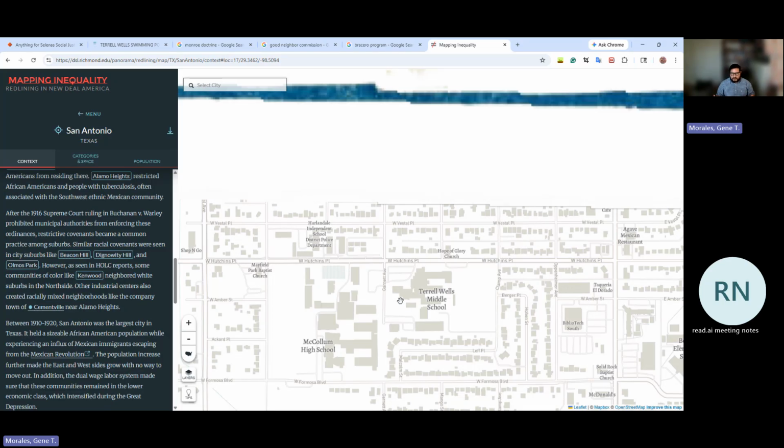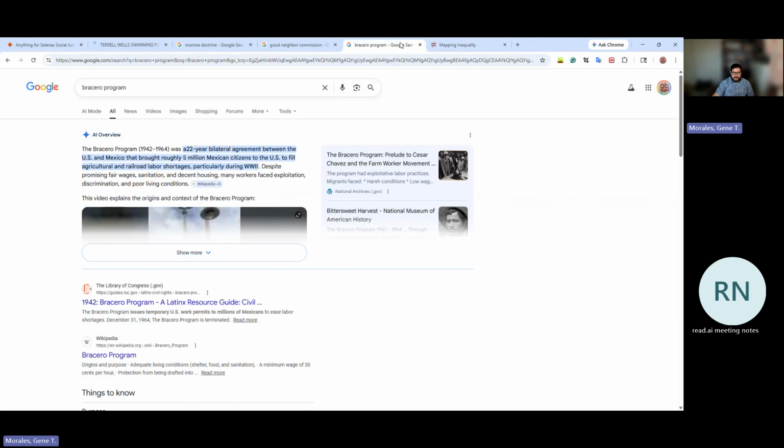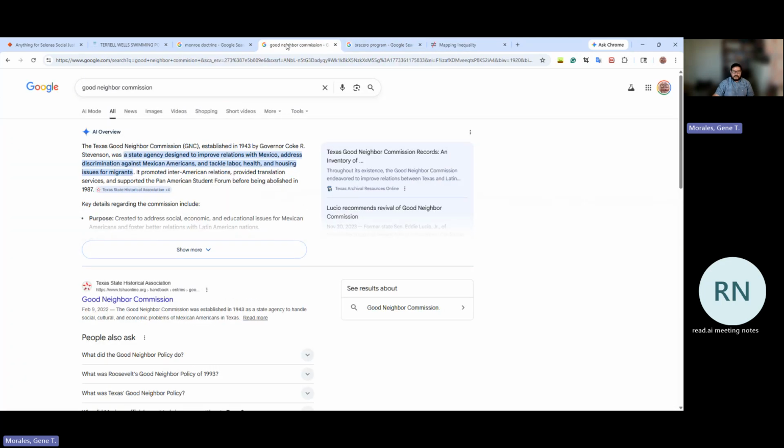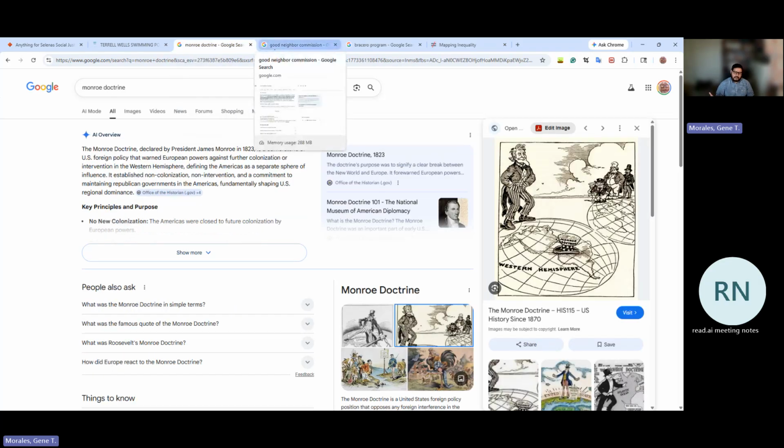And what we start really seeing with this is that over time, these things start adding up. Segregation in San Antonio, the Bracero program's coming up, the Good Neighbor Commission's coming about. These go back to the United States and its stance on Latin America. We already know that the United States invaded Mexico in the 1840s, leading to the U.S. war with Mexico and the Treaty of Guadalupe Hidalgo by 1848. So the United States has had this really historic antagonism against Mexico and Mexicans in the United States.